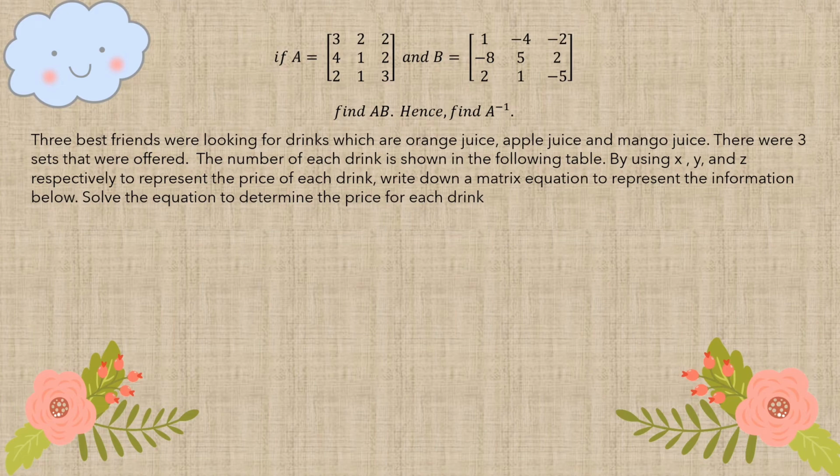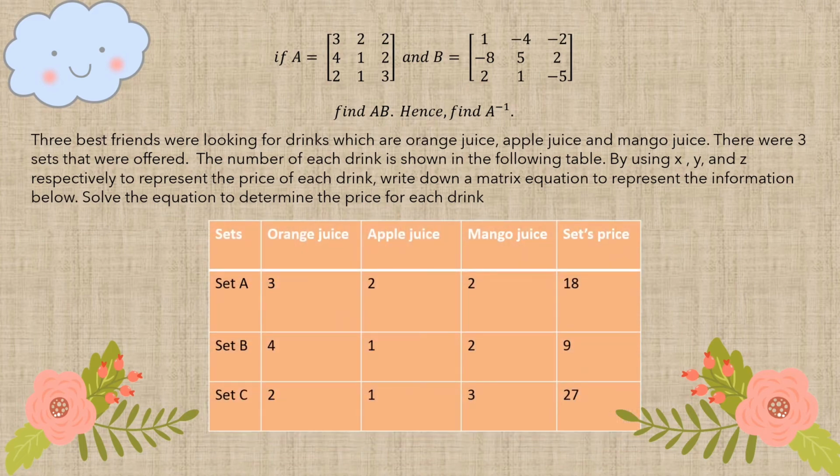Three best friends were looking for drinks which are orange juice, apple juice, and mango juice. There were three sets that were offered. The number of each drink is shown in the following table. By using x, y, and z respectively to represent the price of each drink, write down a matrix equation to represent the information below. Solve the equation to determine the price for each drink. So this is the table.